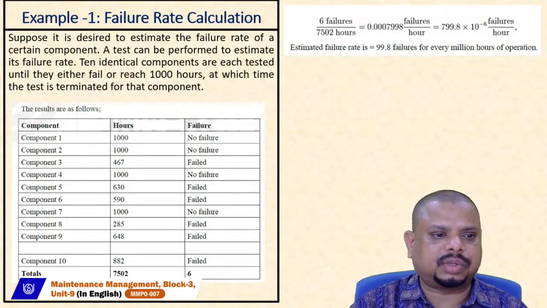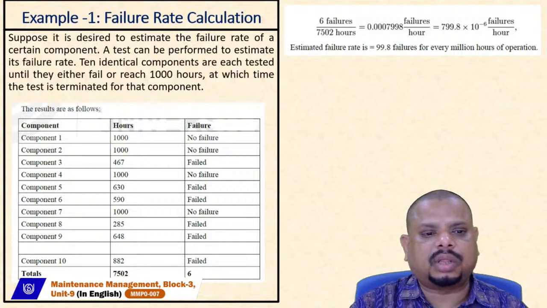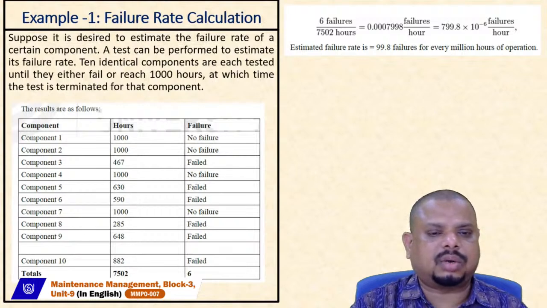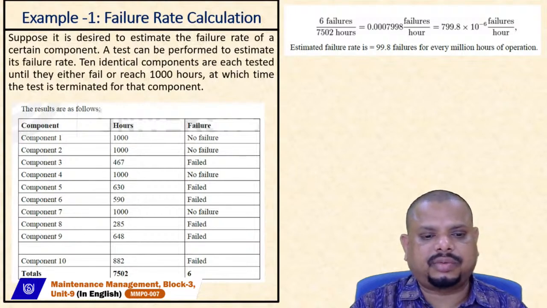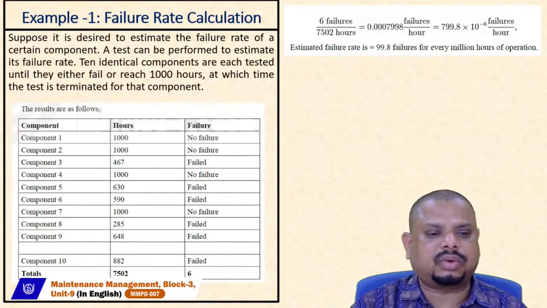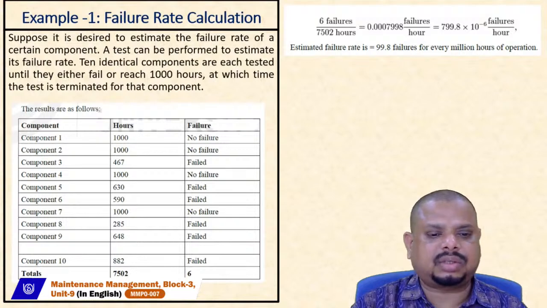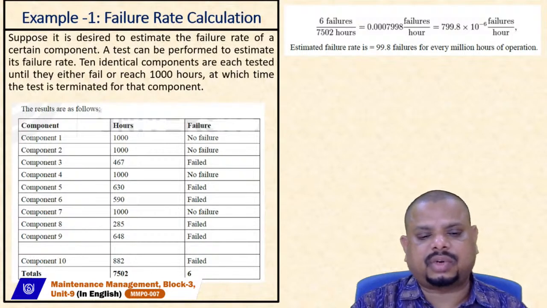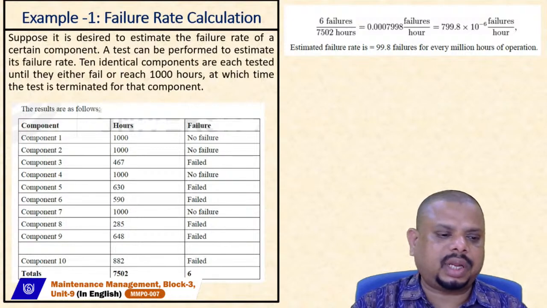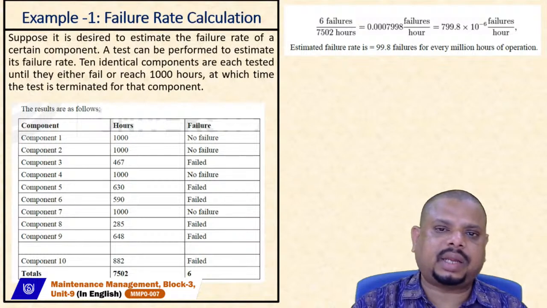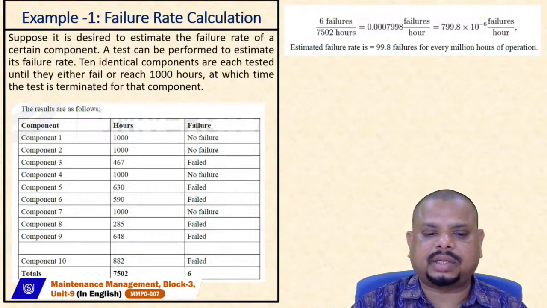If you go to the result, component 1 ran 1000 hours, no failures. Component 2 ran 1000 hours, no failures. Component 3 ran 467 hours, failed. Component 4 ran 1000 hours, no failures. Similarly, the fifth one ran 630 hours and failed. The sixth one ran 590 hours, failed. Component 7, 1000 hours, no failures. Component 8, 285 hours, failed. Component 9 ran 648 hours, but the result is failed. And the last one, component 10, ran 882 hours and failed.